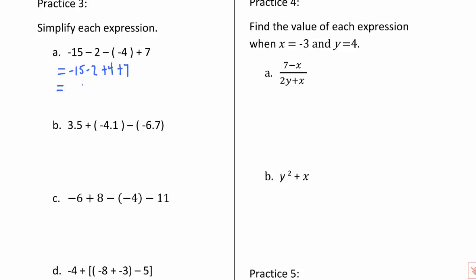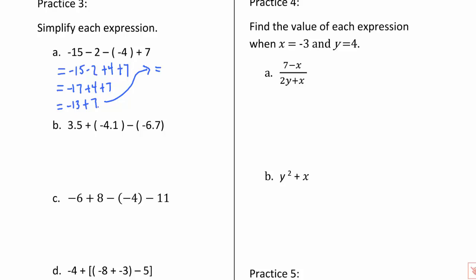And we can just work left to right if we want. Negative 15 minus 2, same signs, add. So 15 plus 2 is 17, and keep the sign. So it's negative 17 plus 4 plus 7. The next thing is negative 17 plus 4. They're opposite signs, so they subtract from each other. So 17 minus 4 is 13. Use the sign of the larger one, that's over here. So that's negative 13 plus 7.